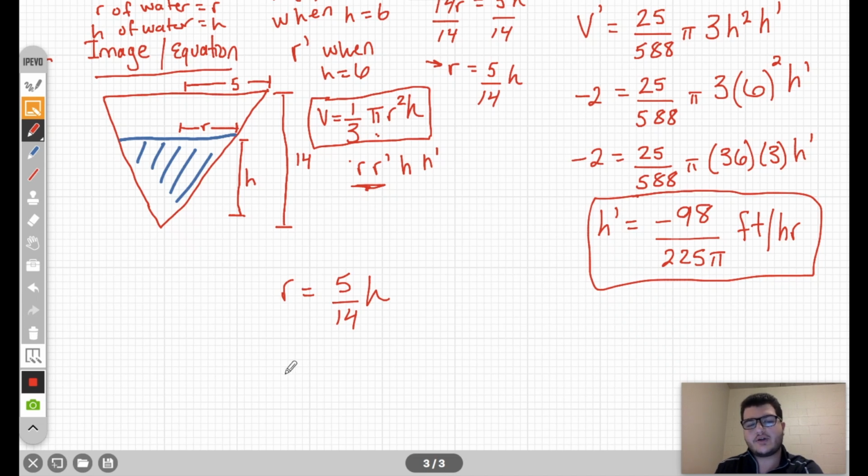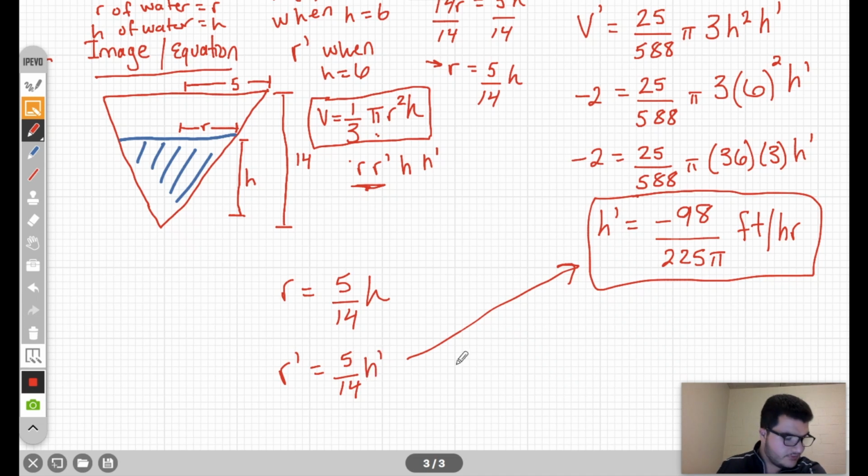If you take the derivative here, you have r prime is equal to 5 over 14 h prime, right? Because the derivative of h is just 1 times h prime, the derivative of r is just 1 times r prime. Well, we have what h prime is, so if you take h prime and multiply it by 5 over 14, you should have r prime. And in this case, if you do the math, the r prime is -7 over 45 pi, and that is also in feet per hour.